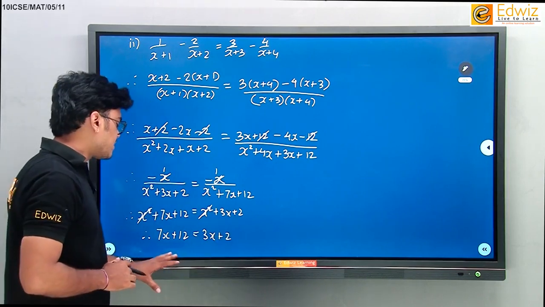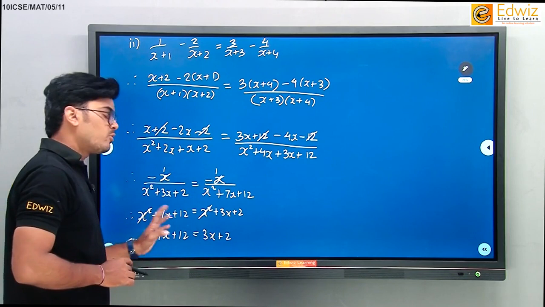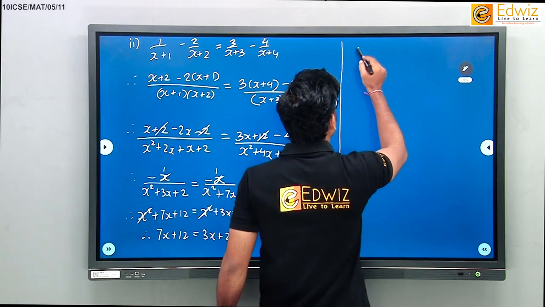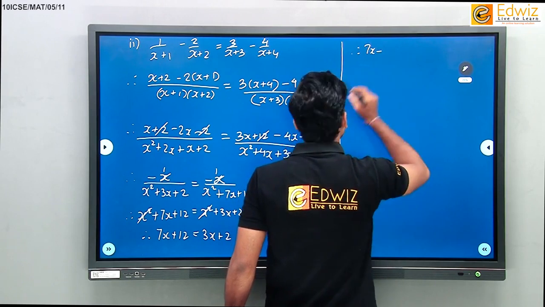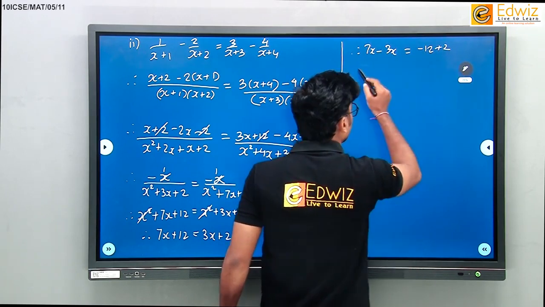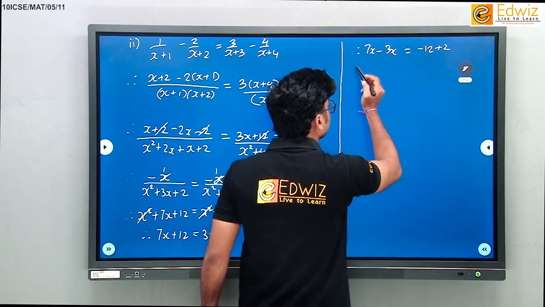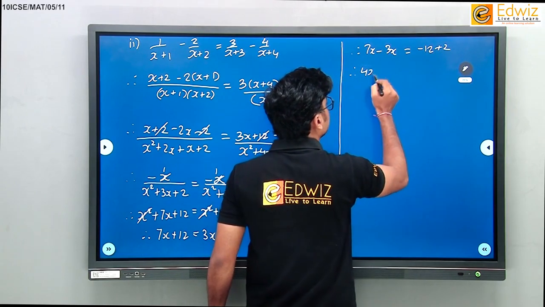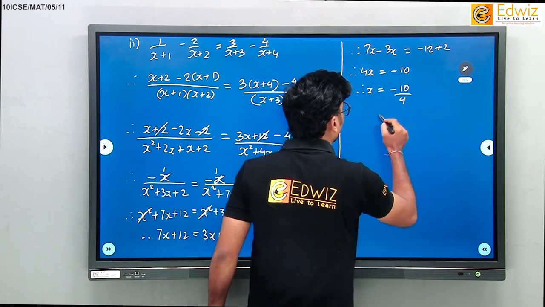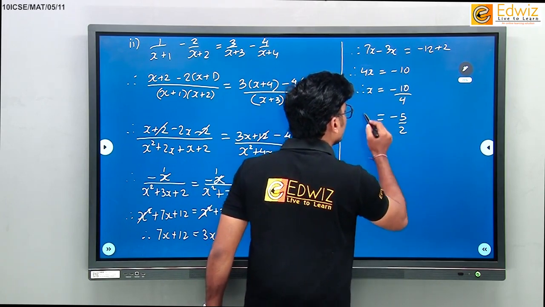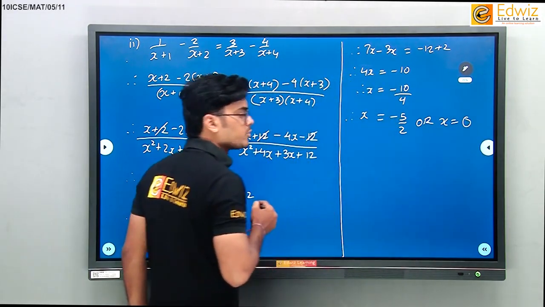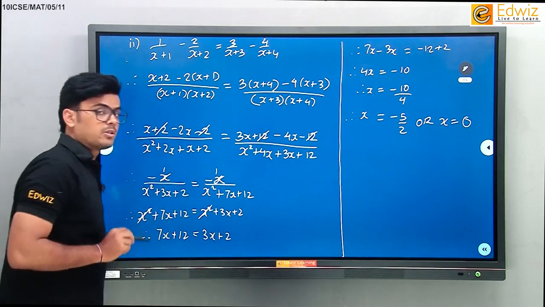Okay, now in this equation, if we take 3x on the left side, 12 on the right side, what will be the solution for x? Okay, therefore 7x - 3x equals to -12 + 2. So you will get 4x equals to -10, x equals to -10 upon 4, that is -5 by 2. Okay, or x equal to 0 is a solution. Okay, x is equal to 0 is also a solution.